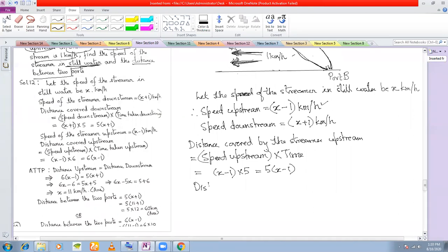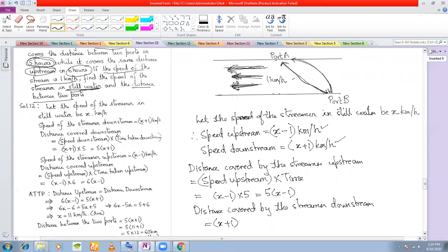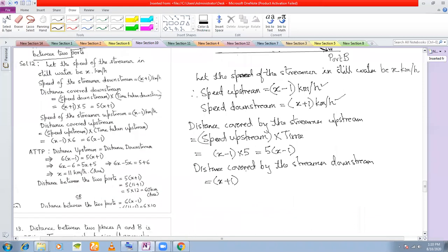Distance covered by the streamer downstream. Downstream means with the flow. What is the speed of the streamer with the flow? x plus 1. And how much is the time being taken? 6 hours downstream. So I've got the distance in both the cases.